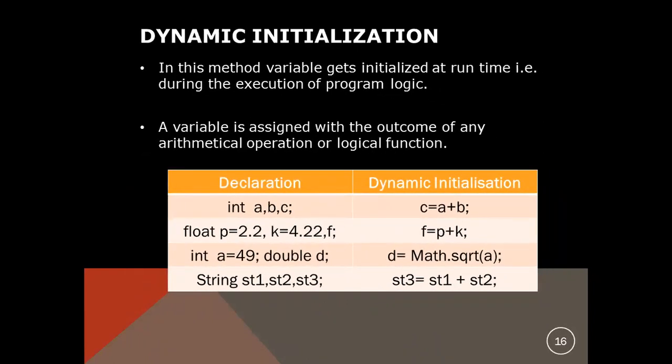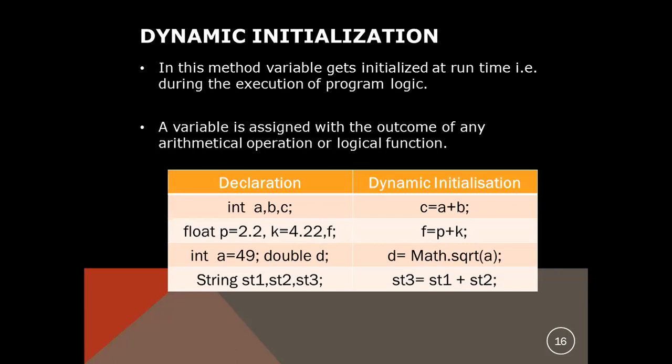Now, second type of initialization, that is dynamic initialization. This type of initialization is done at runtime, or a value is assigned to a variable during the execution of program logic. A variable is assigned with the outcome of an arithmetical operation or logical function. For example, here we have declared three variables, say a, b, and c. Now c is equal to a plus b. So this variable c will get a value, or it is assigned a value at runtime, that is, during the execution of program logic, c will get its value.